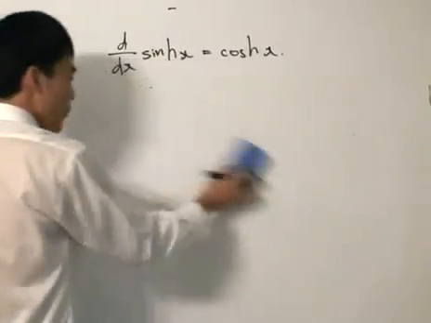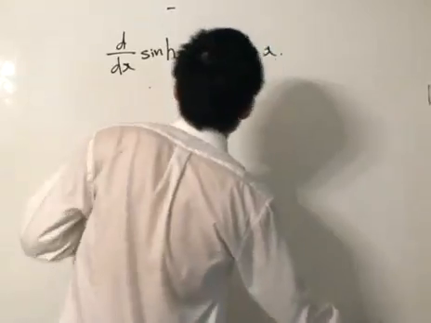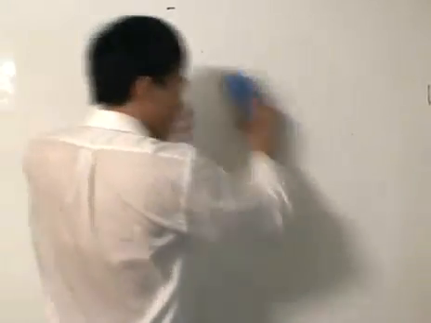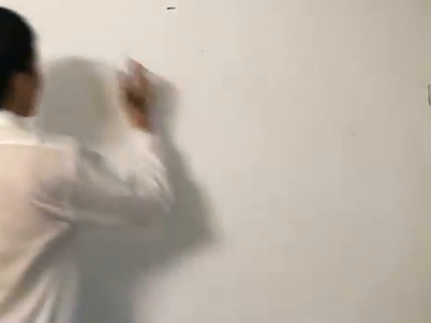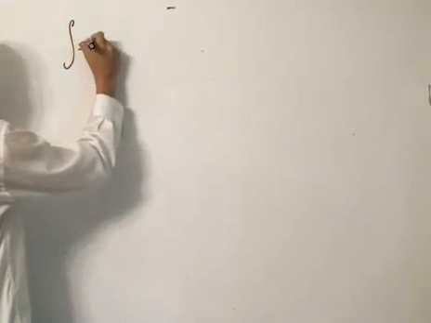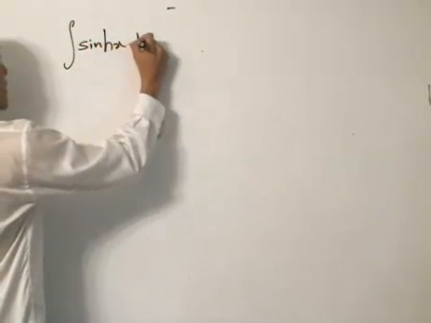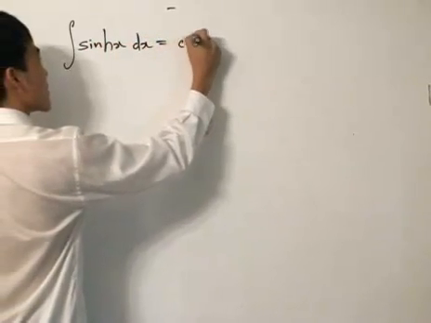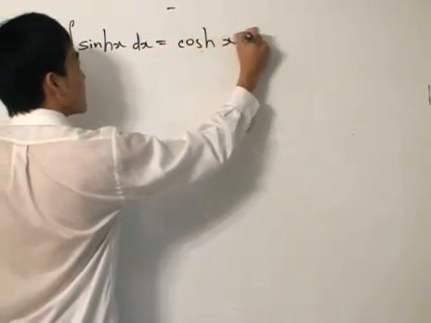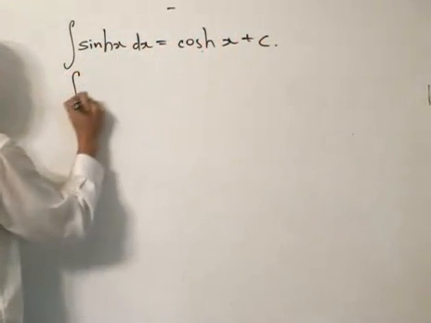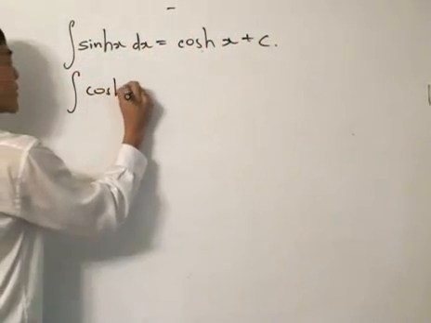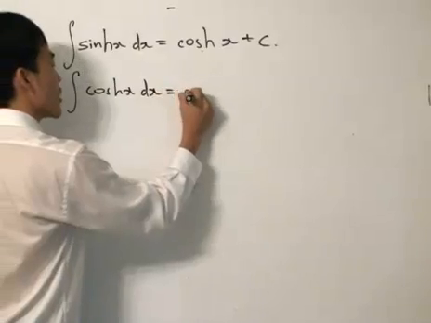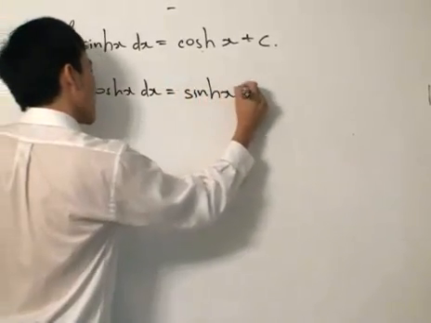Okay, so from here, knowing the other results, we can simply write the reverse, the integrals. If we integrate sinh x with respect to x, we will get cosh x plus c. If we integrate cosh x with respect to x, we will get sinh x plus c.